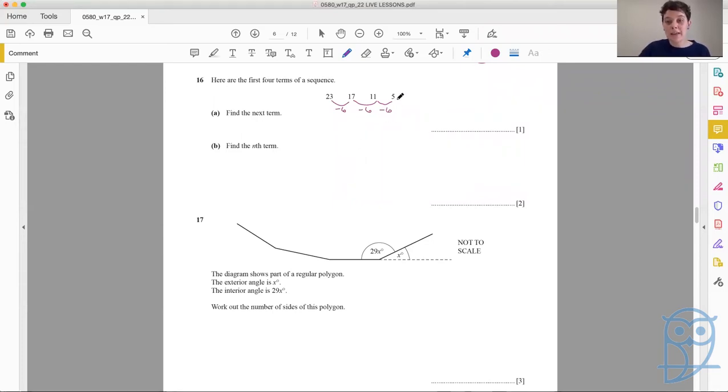So the next term again would be minus 6. So 5 minus 6 equals minus 1. So the next term we are expecting is a minus 1.